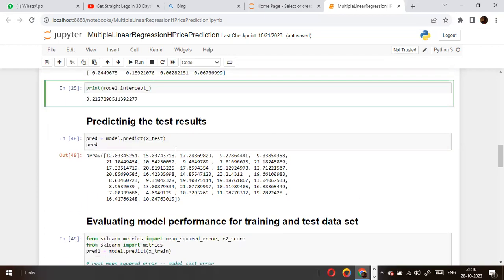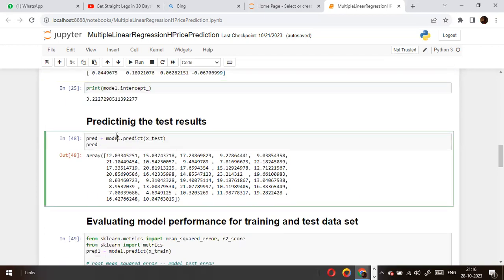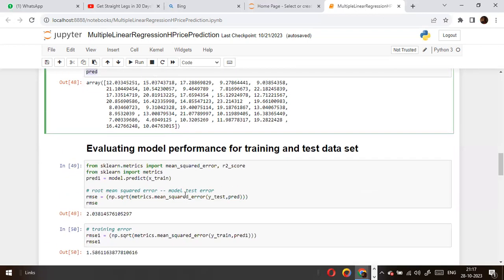The next step is to apply the trained model on the test data set. So model dot predict: you need to use the predict method or function to apply the trained model on the unseen data. The predict function will hold all the predicted values for the unseen data, which is nothing but the test data set. By typing pred and clicking on run, you can see the predicted, estimated housing price for the unseen data.